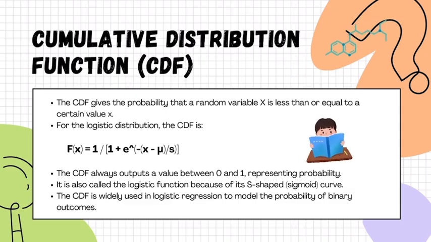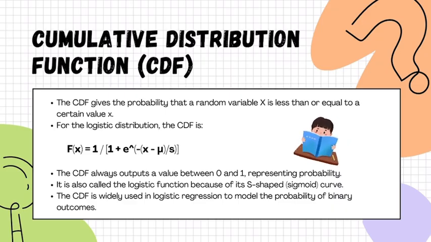Now let's see the important properties. The output is always between 0 and 1. 0 means impossible, 1 means certain. The graph looks S-shaped, called a sigmoid curve. Why S-shaped? Because for very small x, the probability is near 0. For middle x, the probability increases fast. For very large x, the probability is near 1. So it slowly rises, then becomes steep, then flattens.